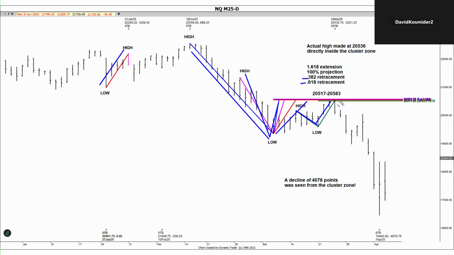So when we rallied into this cluster zone, we knew that if we couldn't get through it, you can go down to a lower time frame chart and look for some sell triggers. Okay, but this was a huge decline off of a daily setup zone. 16,460. Took a while, but we got there. And then let's see what else we've got.